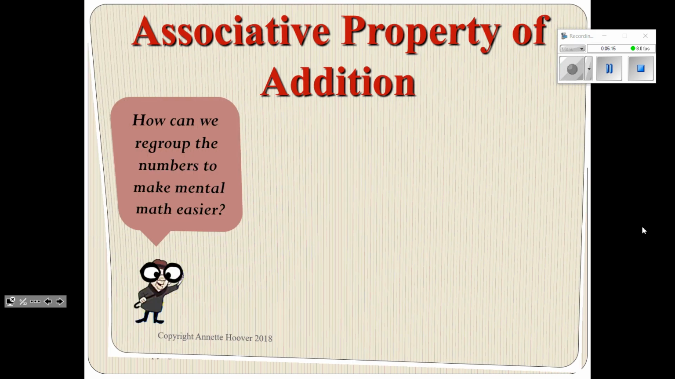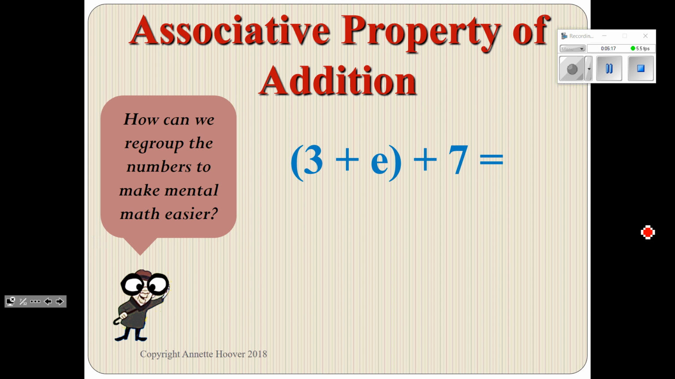Okay, so let's look at another example. Up here, now, you can't do 3 plus an unknown number because you don't know what the unknown number is. So if we group the 3 and the 7 together, we know that is 10, and that is 10 plus e.